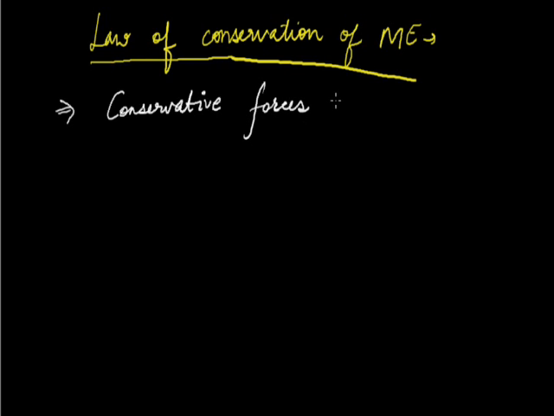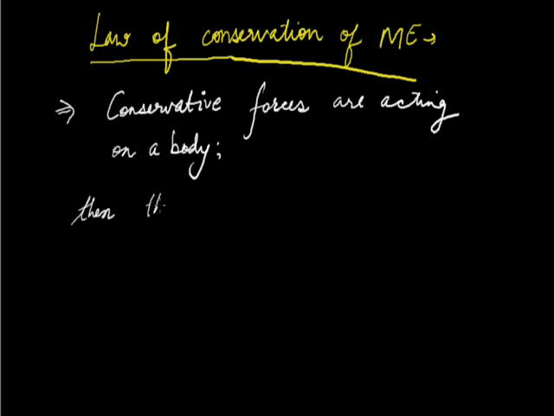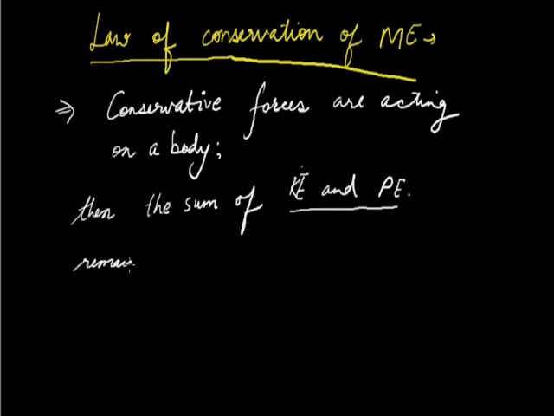If conservative forces are acting on a body, then the sum of K and P, that is, kinetic energy and potential energy of any body at any instant, remains constant. So this is what we call the law of conservation of mechanical energy.